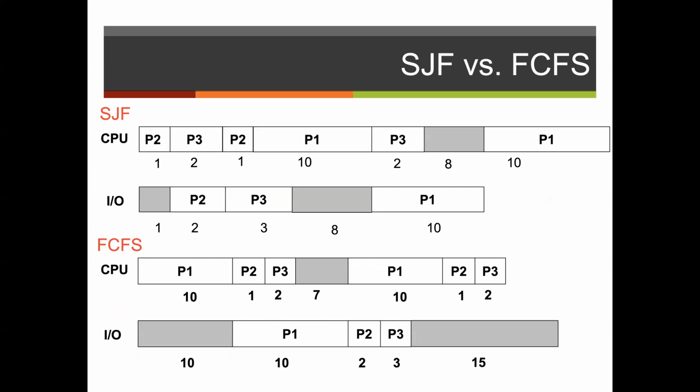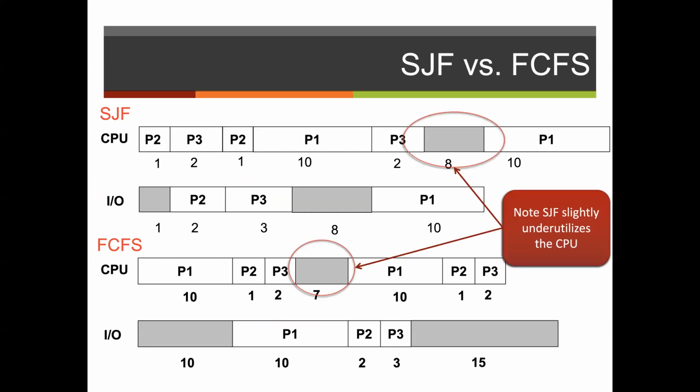And so when we compare the processes for shortest job first and first come, first serve, we can see that the shortest job first underutilizes the CPU in comparison to the first come, first serve scheduler.